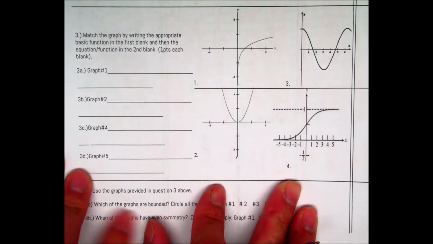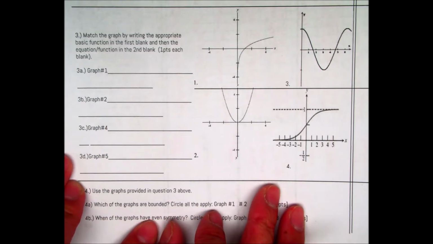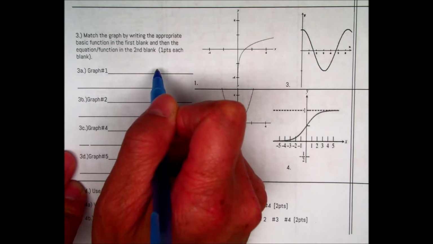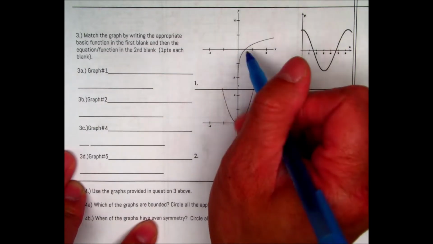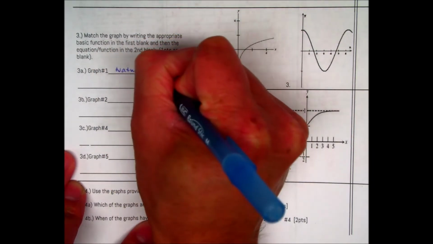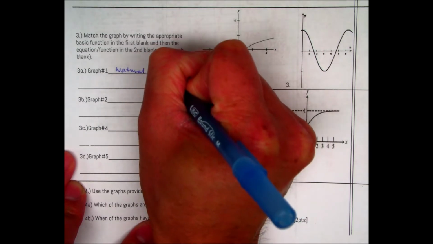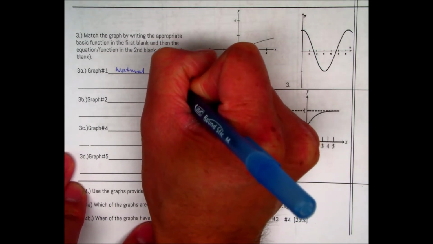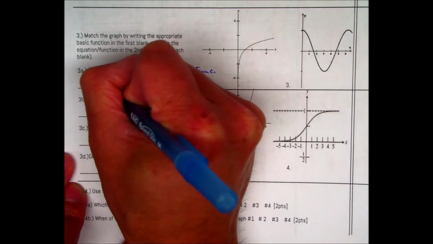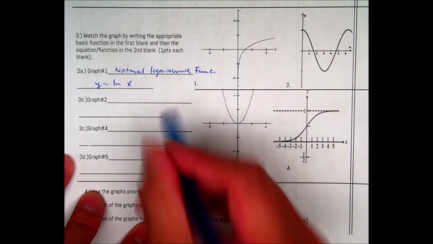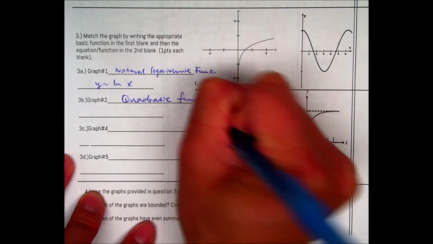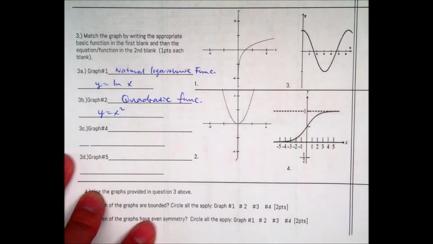You know how to match this. All right, 3, match the graph by writing the appropriate basic function in the first blank. So it's name, and then the equation and function in the second blank, 1 point apiece. So here we have the natural logarithmic function, and this is y equals ln x. Number 2 here, you have a quadratic function. This one is y equals x squared.